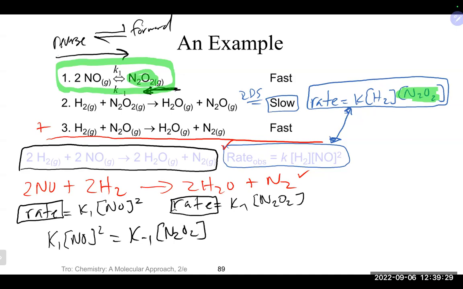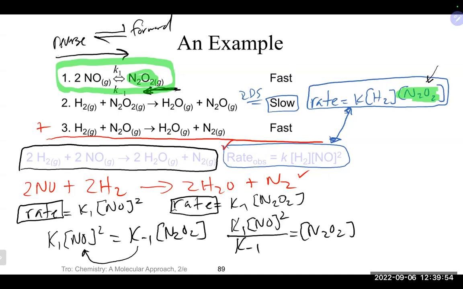Any questions on that there? What is my ultimate goal again? I want to get rid of the N2O2, right? So that means I'm going to divide this to the other side. And I will get that K1 times NO squared divided by K to the minus 1 will equal N2O2.